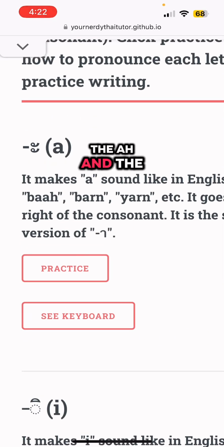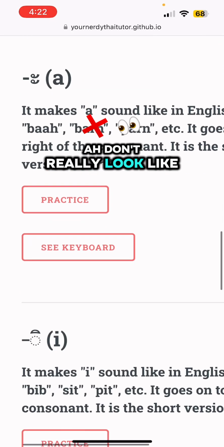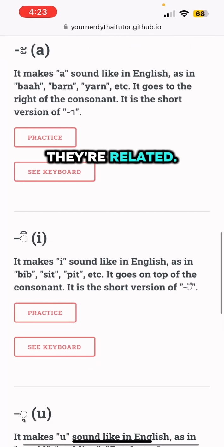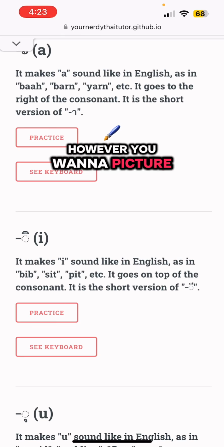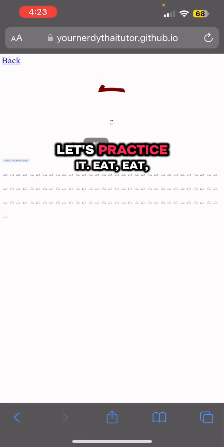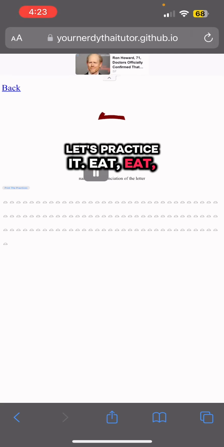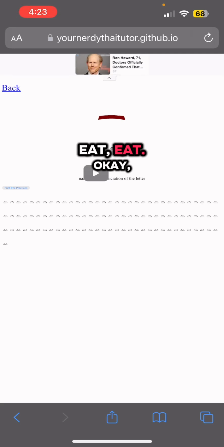Like the ah and the ah don't really look like they're related. These guys look like they're related. I would believe they're brothers or cousins, however you want to picture this family of vowels. Let's practice it. E, e, e. Okay.